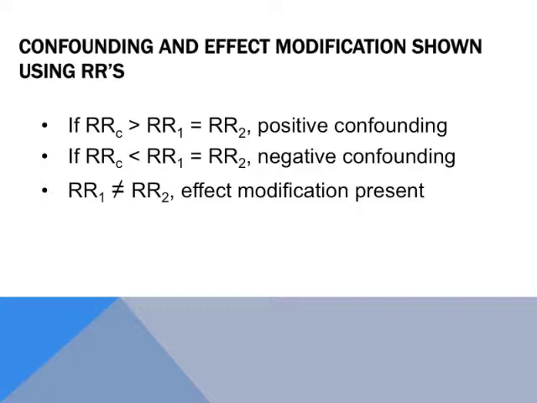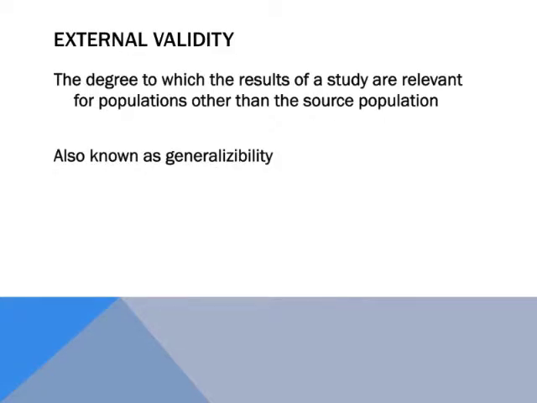for males and females. Once the internal validity of a study has been established, a final step in interpreting the results of an epidemiologic study is to consider its external validity, that is, the degree to which the results of a study are relevant for populations other than the source population. This is known as generalizability. One of the criticisms of the original Framingham cohort used in our example has been that it was not a very ethnically diverse group of individuals. Therefore, the results may not be generalizable to non-Caucasians.